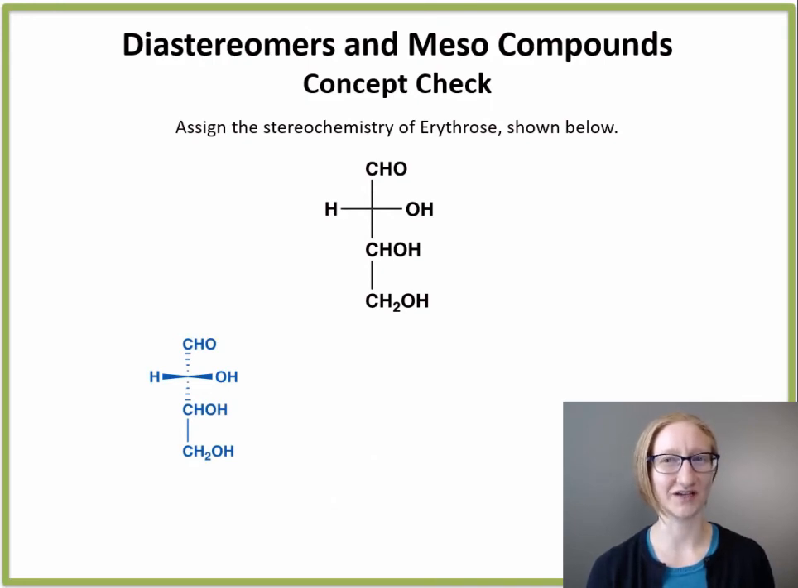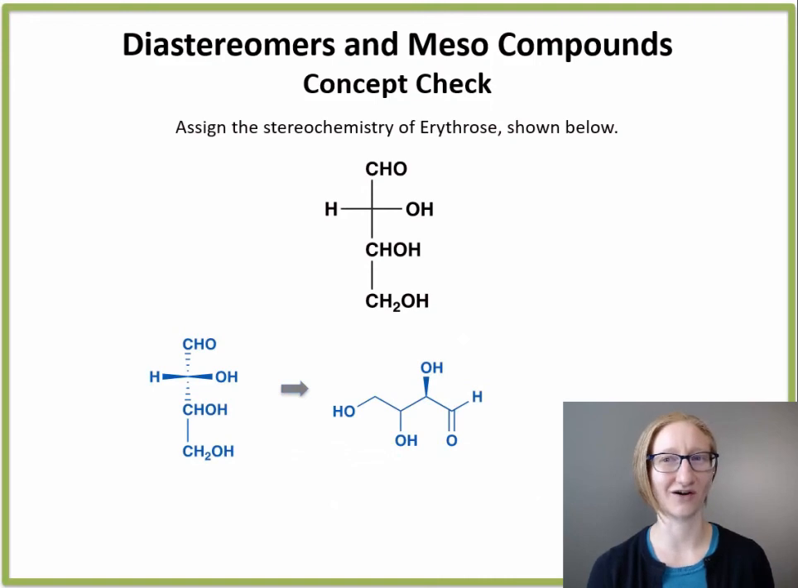So from this drawing, I can imagine looking at the molecule from the right. That puts the hydrogen pointing back, the OH group pointing toward me, and the aldehyde, the CHO group, will be to the right, and the rest of the chain will be to the left. That will look like this structure.